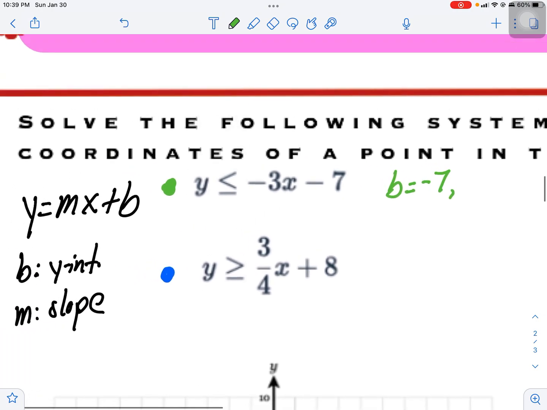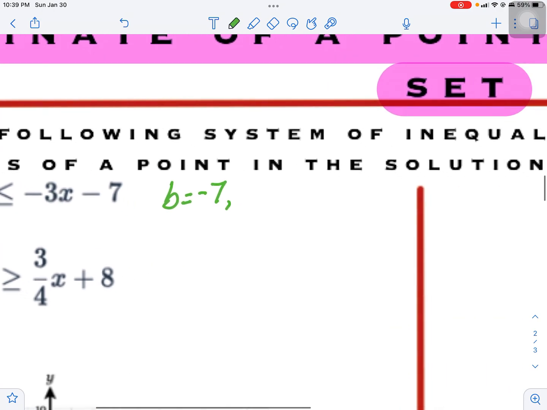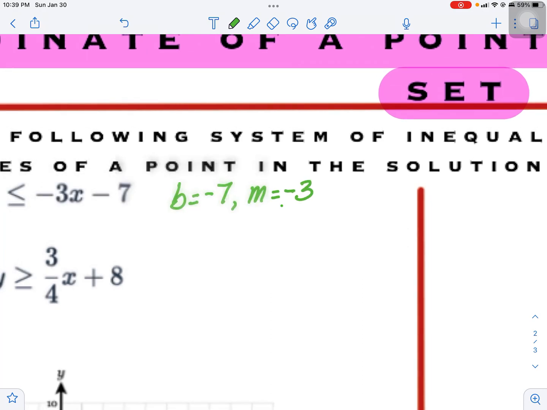And now let us find m, our slope. Well, our slope is right in front of x here. Our slope here is -3. So m is equal to -3, but we need it to be a fraction. Well, we know that any number has 1 as an invisible denominator. So -3 here is -3 over 1.